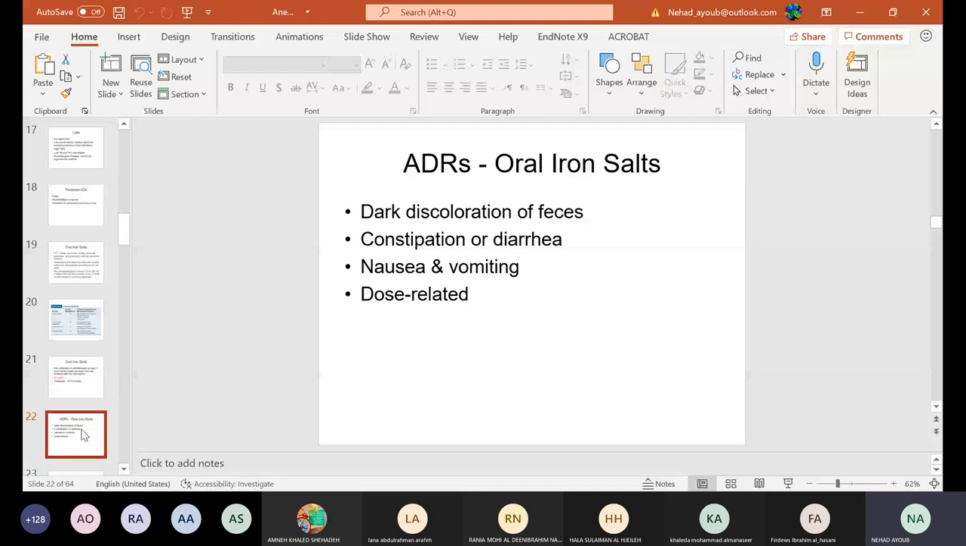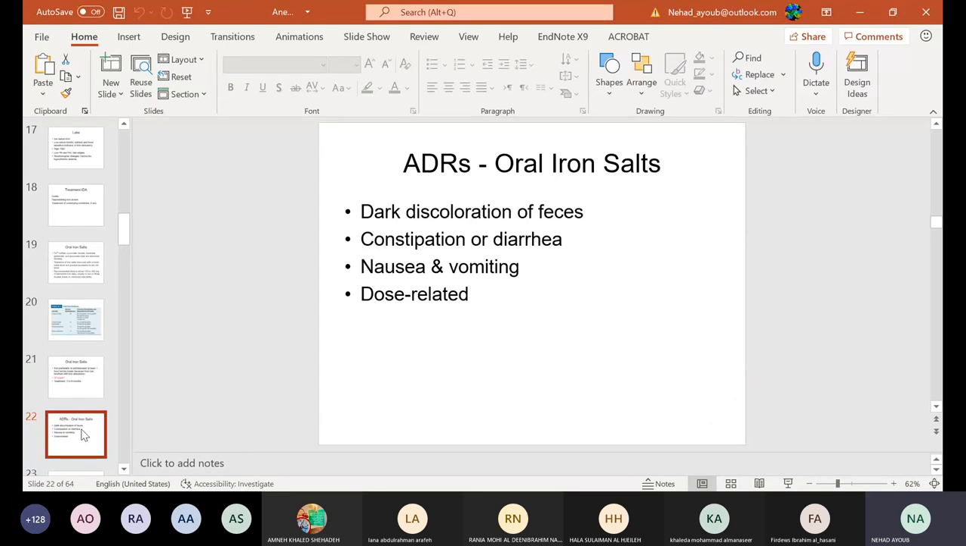Sometimes patients think or are scared that this could be a bleeding disorder or blood, and therefore they can just quit therapy. We have to explain to them that this is expected, this is benign, this is because some of the iron in the salt was not absorbed.